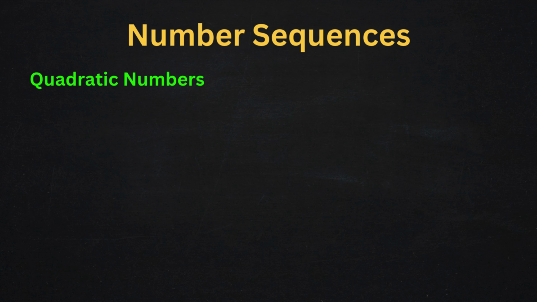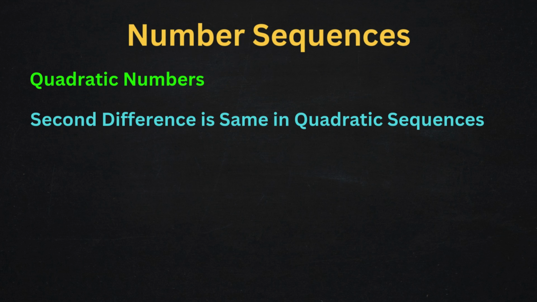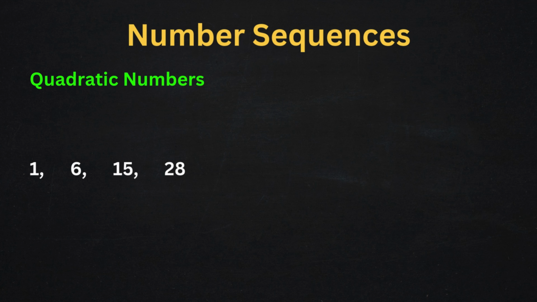Okay, now we will see how to identify a quadratic sequence. In arithmetic sequences, the first difference stays the same, but in quadratic sequences, the second difference stays the same. Let's see what that means. Look, by how much is it increasing from the first to the second term? It's plus 5. The difference between the second and third term is plus 9. And the third and fourth term difference is plus 13.